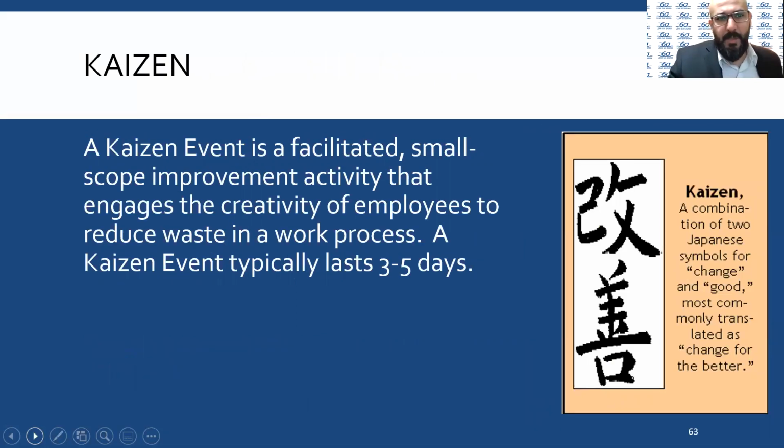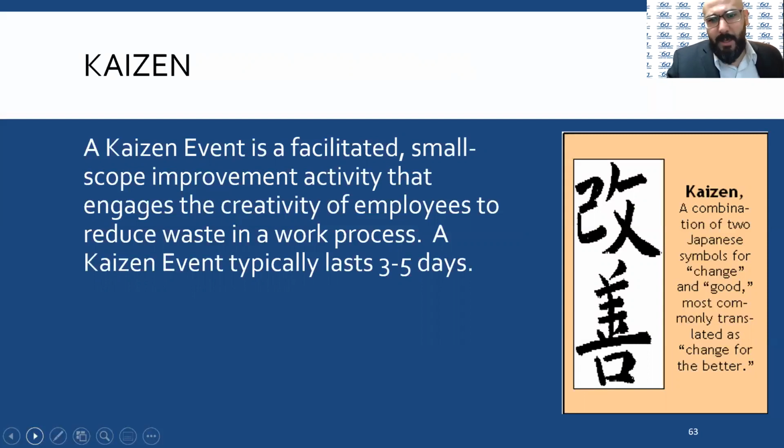Kaizen, a Japanese word, means continuous improvement, or the good change. A Kaizen event is a facilitated small-scope improvement activity that engages the creativity of employees to reduce waste in the work process. It's a quick improvement where you involve your team and say, we have one week. I don't want you to do your traditional daily work. I want you to take off from your ordinary work and brainstorm how we could improve the process. Once you are able to identify this, we will implement it.